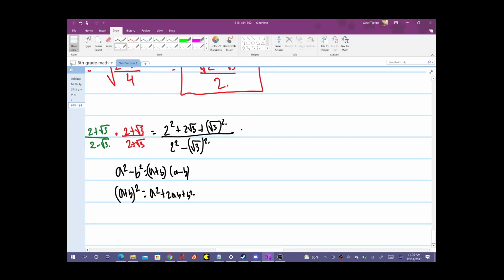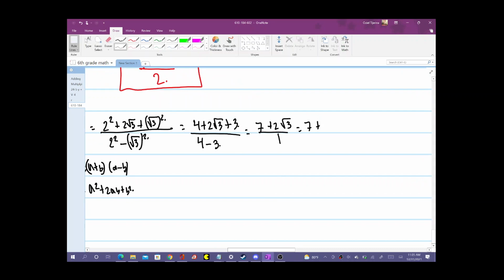So, in conclusion, this becomes 4 plus 2 square root 3 plus 3 over 4 minus 3. This becomes 7 plus 2 square root 3 over 1, which is equal to 7 plus 2 square root 3. And this is your final answer for this one.